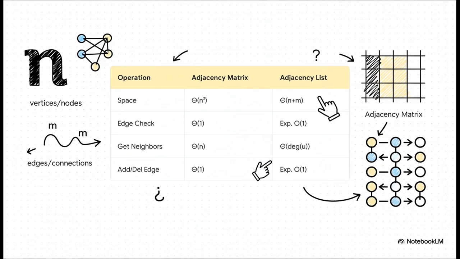This table right here is the key to understanding the entire trade-off. Now, we're using big O notation to measure performance. Just remember two things. N is the number of nodes, or vertices, and M is the number of actual connections, or edges. And right away, you can see some huge differences. Look at how they handle space, check for edges, and find neighbors. So let's break down what each of these rows really means.